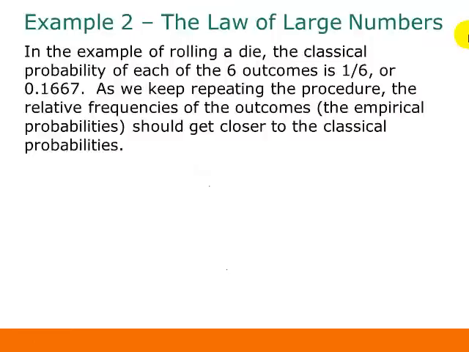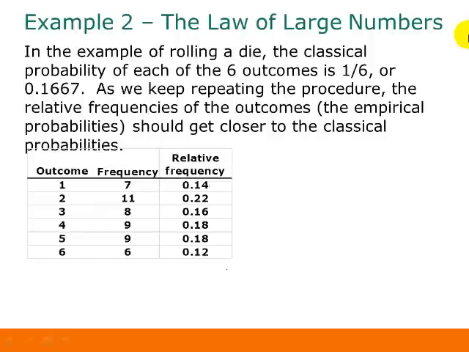Here's another example. If we're rolling a die, the classical probability of each of the 6 possible outcomes is 1/6, or 0.1667 if we rounded to 4 decimal places. As we keep repeating the procedure, the relative frequencies of the outcomes, or the empirical probabilities, should get closer to our classical probabilities. So here are some results. If somebody actually went out and did this, here's an example of what they might have come up with.